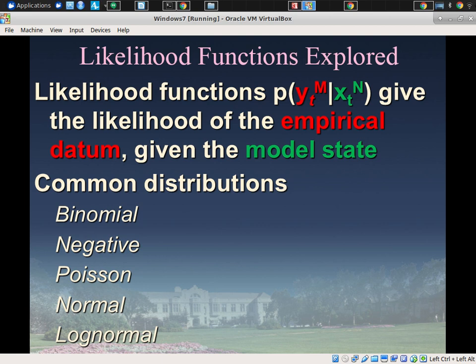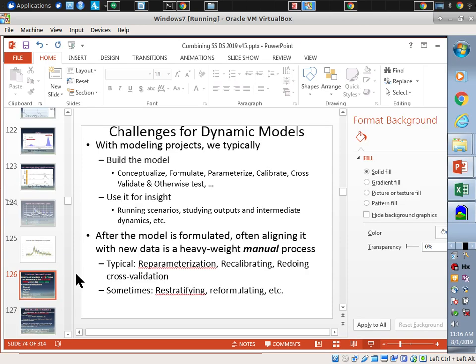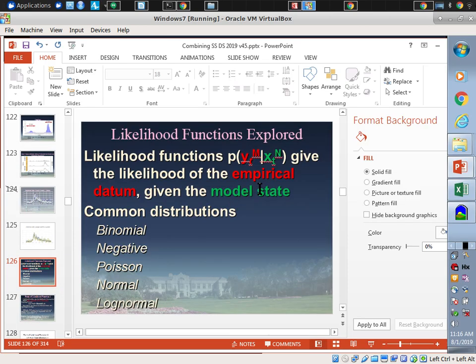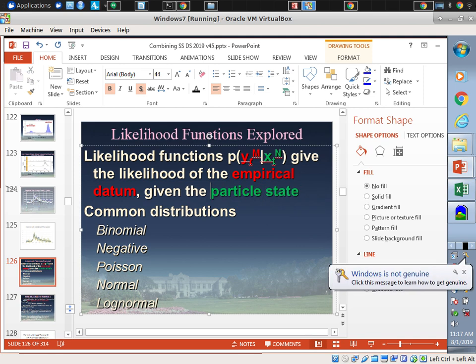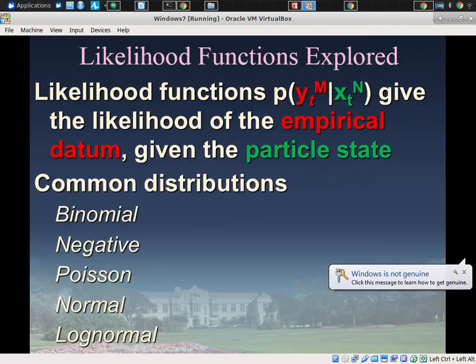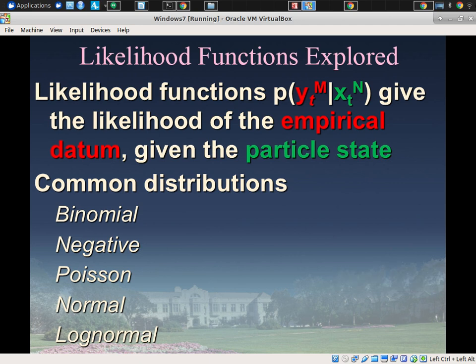And this says model state, again, to be specific, particle state, right? Particle state, let's make it green. What do you think? Particle state, okay? This is like the Christmas slide. It's red and green, right? Even I sometimes see color.